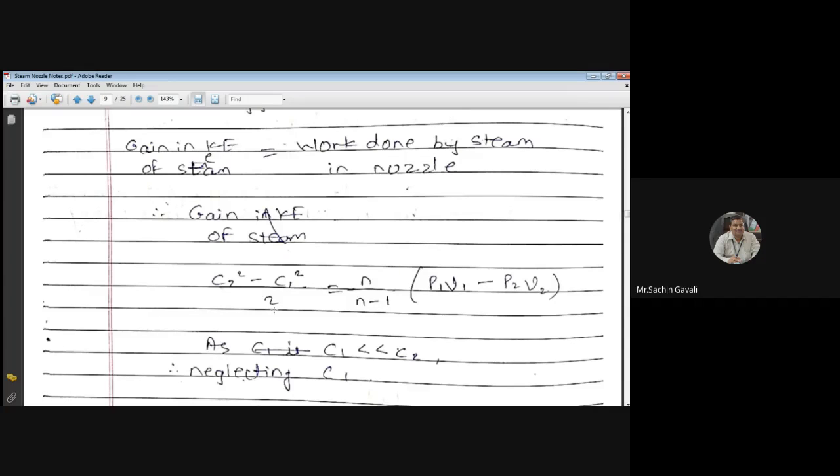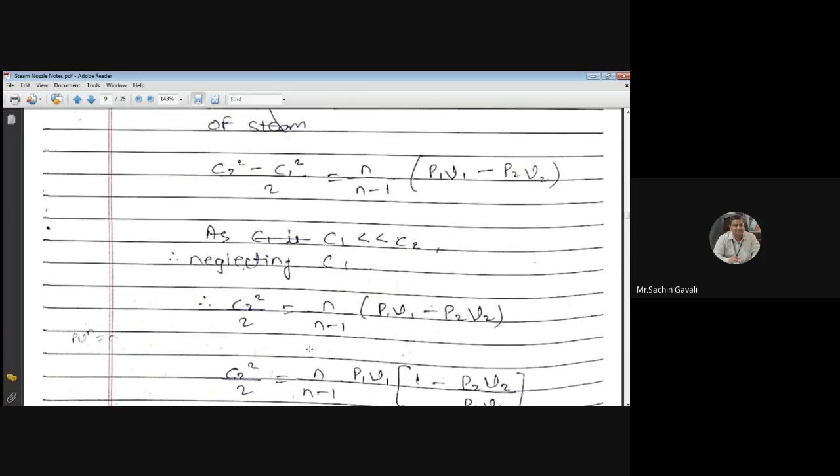We are assuming that C1 is very small as compared to C2, therefore we neglect C1. Neglecting C1, C1 becomes 0, and we get the equation C2 square divided by 2 is equal to n upon n minus 1 into P1 V1 minus P2 V2.